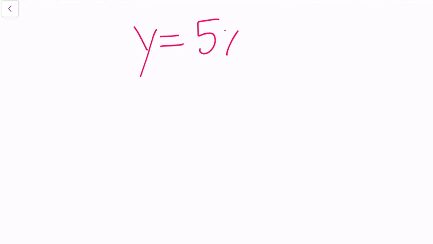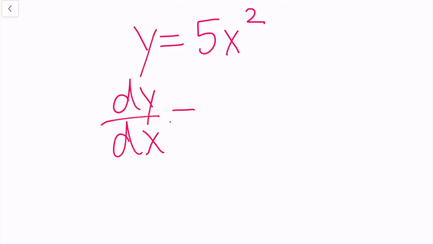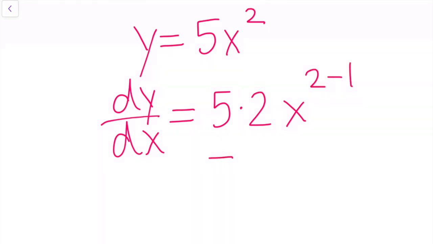The next equation is 5x squared. To find the derivative of this, you would use the same formula. You bring the 2 out front, multiplied with the 5, keep the variable, and subtract the power by 1. This equals 10x.